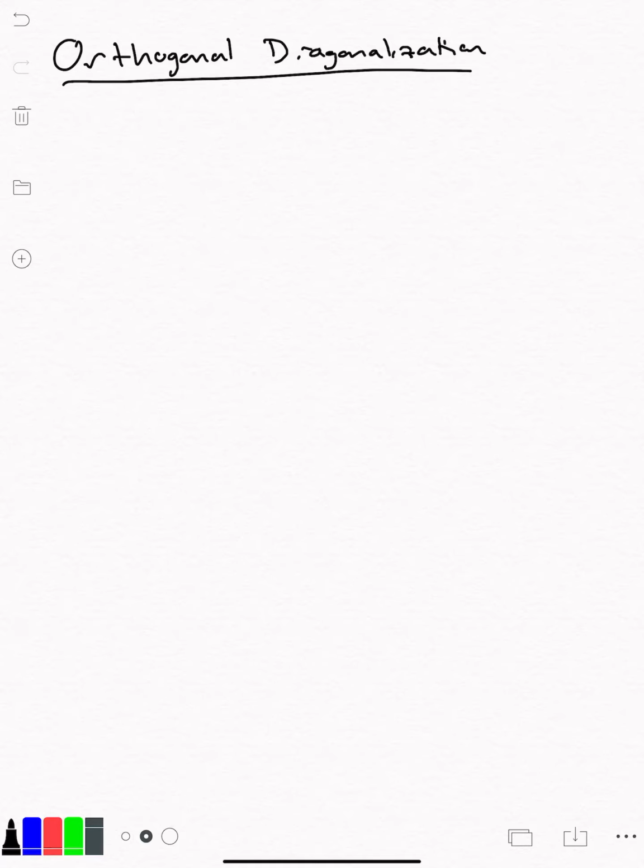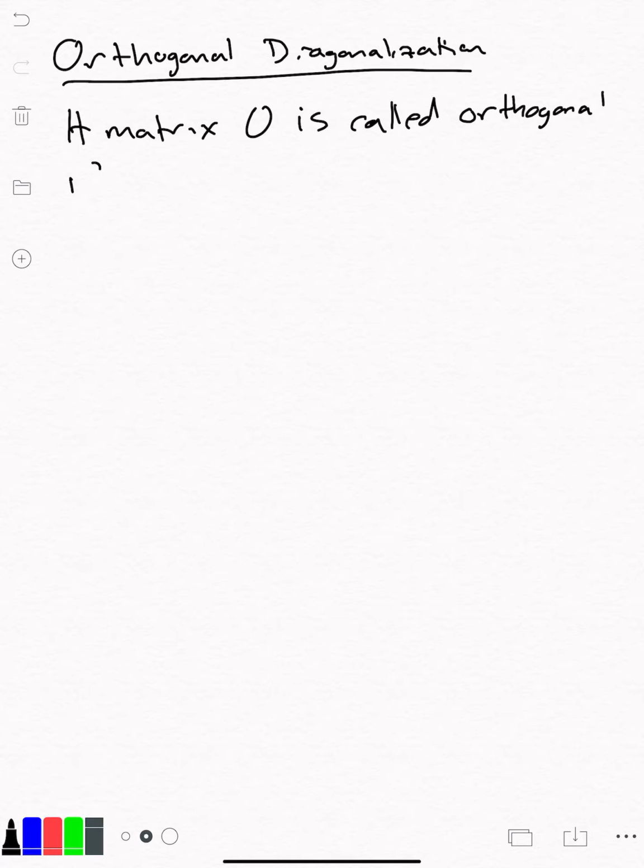Following from the last video, we're going to talk about the variation of diagonalization called orthogonal diagonalization, and it's really not that much different. First off, we have a definition. A matrix, which we're going to call O here, is called orthogonal if the inverse of the matrix is the same as the transpose of the matrix. Whenever this happens, it is called orthogonal.